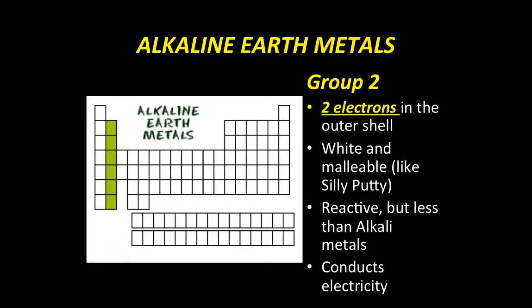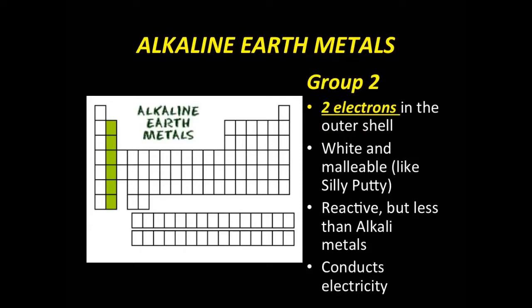All right, our next group, group 2, also has a very commonly used name, and that is alkaline earth metals. Group 2 meaning they have 2 electrons in their outer shell. They're reactive, but less so than alkali metals. They're white and malleable, kind of like silly putty. They're fairly soft metals, so you can bend and shape them somewhat easily.